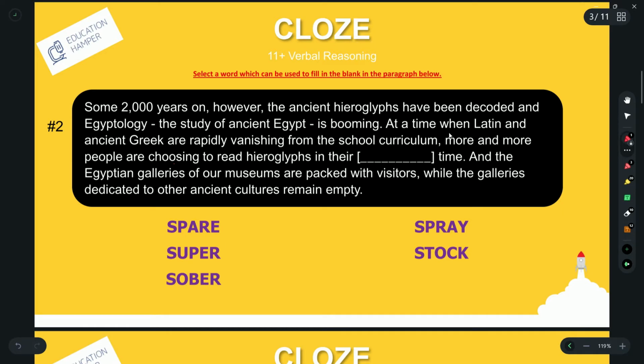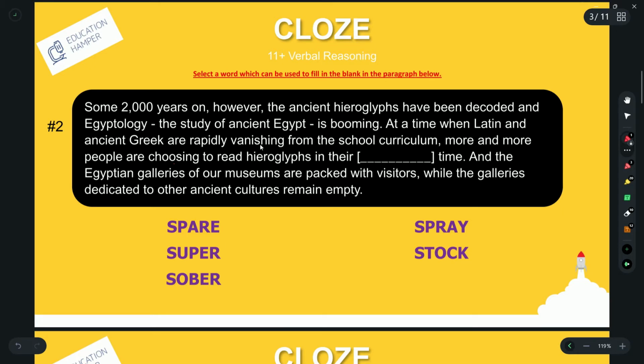And what's affected most by that is that Latin and ancient Greek are not really being studied at school here. And the Egyptian galleries of our museums are packed with visitors, while the galleries dedicated to other ancient cultures remain empty. So the excitement of studying the ancient Egyptians with the hieroglyphs has meant that most people who go to museums want to see anything related to the Egyptians at the expense of other cultures such as ancient Greek and perhaps the Romans here with Latin.